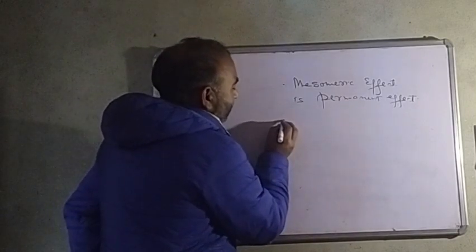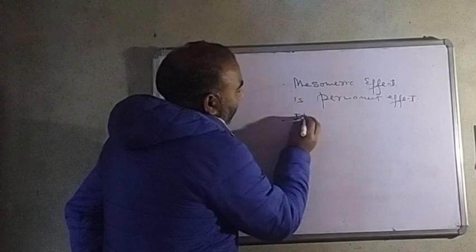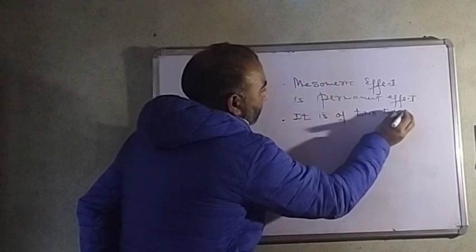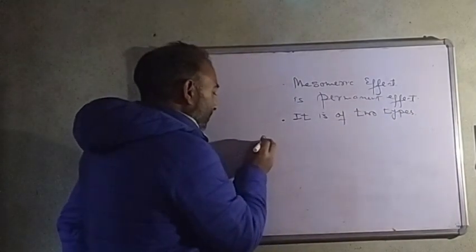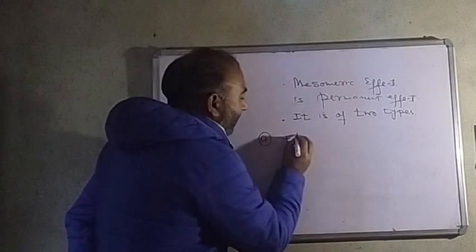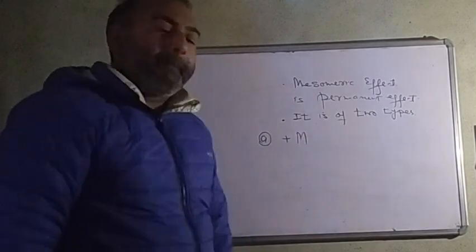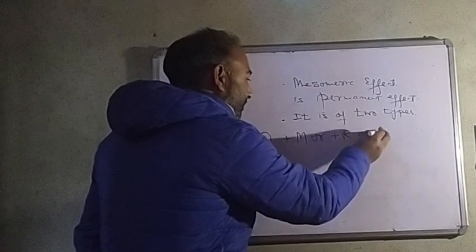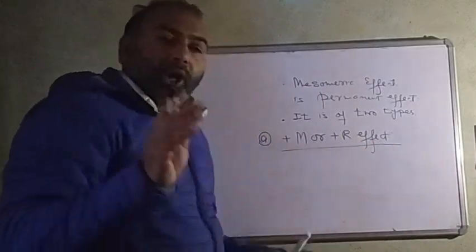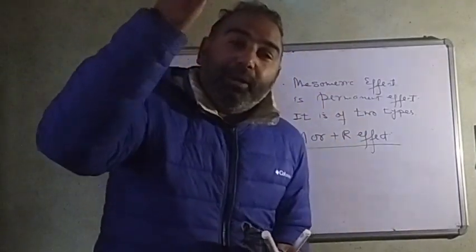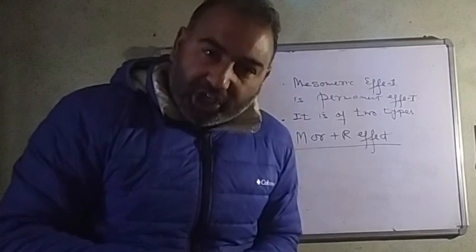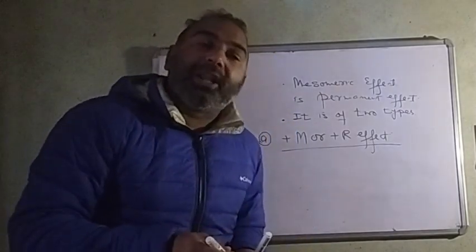Number second, it is of two types. Number one, positive mesomeric effect, that's called plus M, or it's also called plus R effect. Positive mesomeric effect, what is that? When pi electrons get displaced, delocalized towards the carbon chain, that effect we call plus M effect.